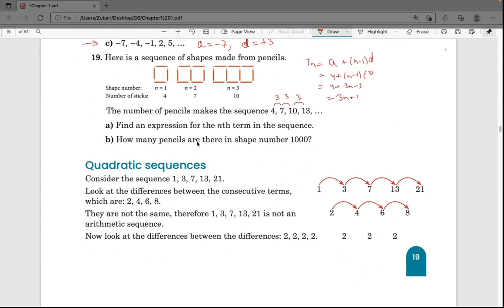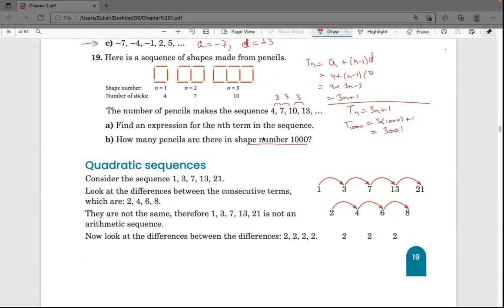B part says how many pencils are there in shape 1000. So we already know the formula: Tn is equal to 3n plus 1. So if the shape is 1000, this is 3001 pencils in the 1000th shape.